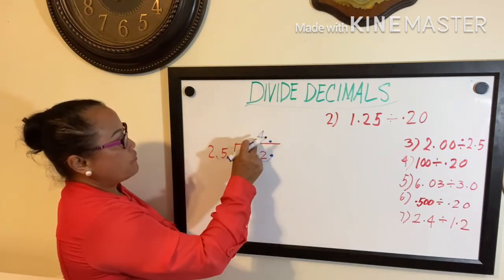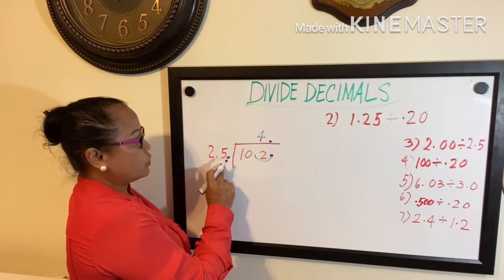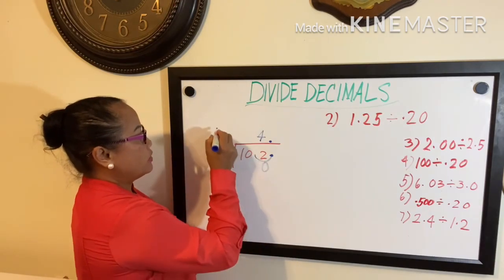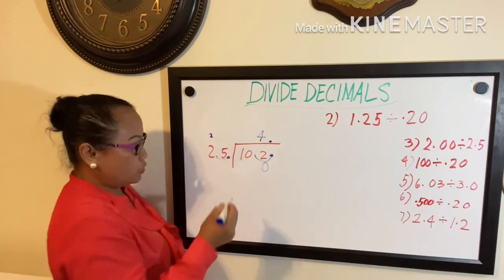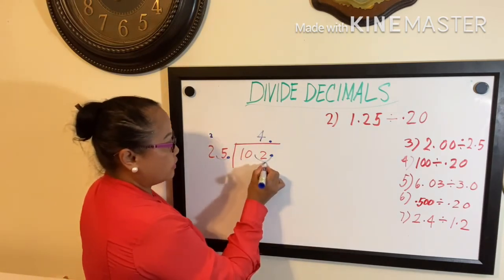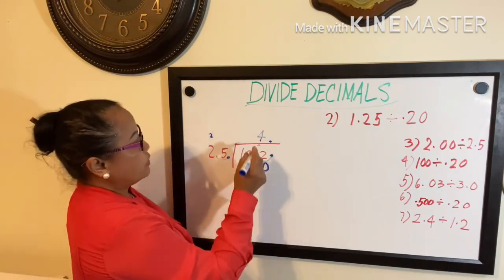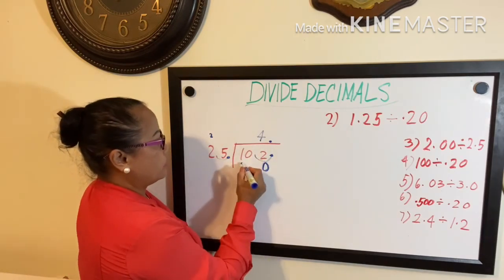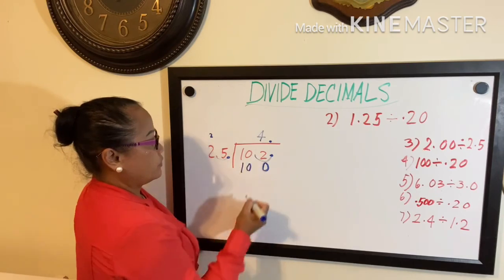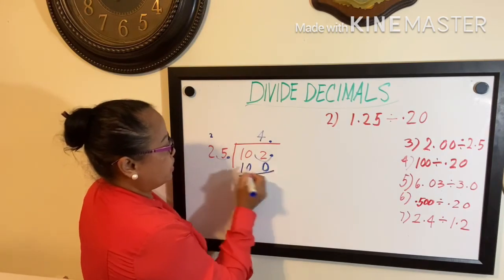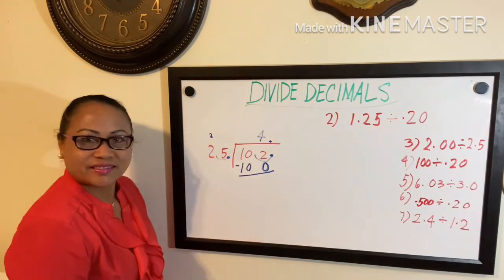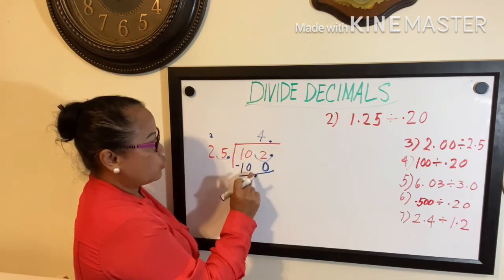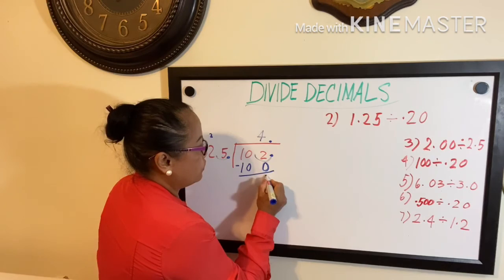Okay. 4 times 5 is 20. And then carry 2. 4 times 2 is 8 plus 2 is 10. Now we can subtract. 102 minus 100 is 2.